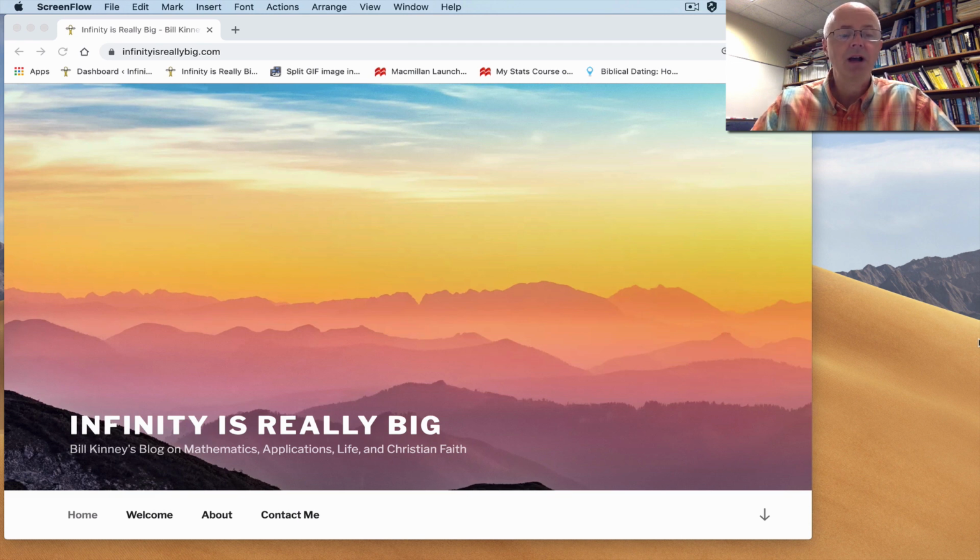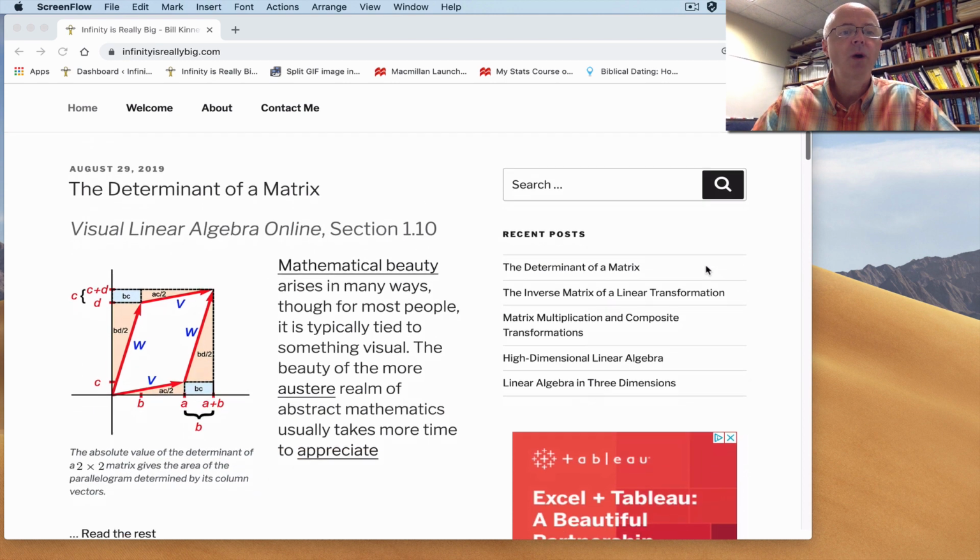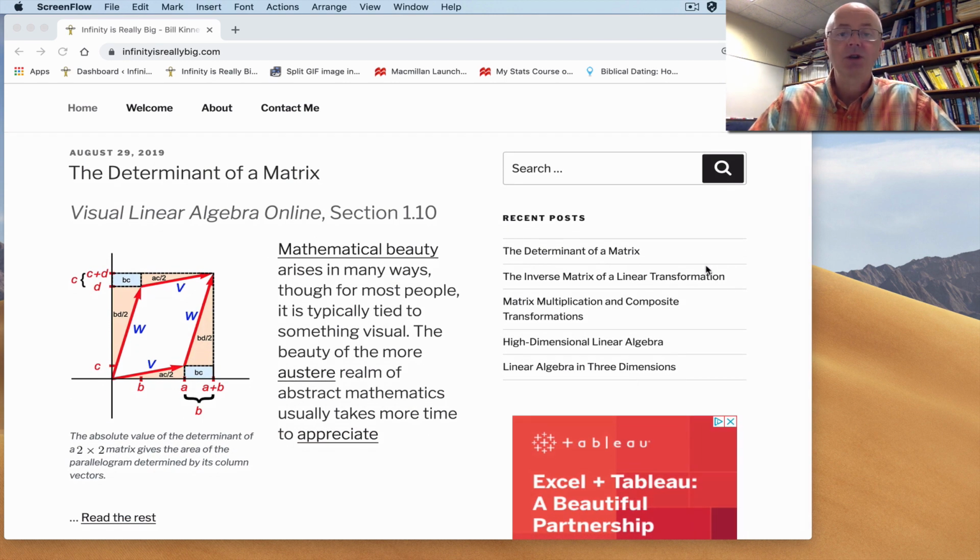But I did just last week finish what's going to be the last section of Chapter 1 of my online linear algebra textbook. It's section 1.10. The title is The Determinant of a Matrix.